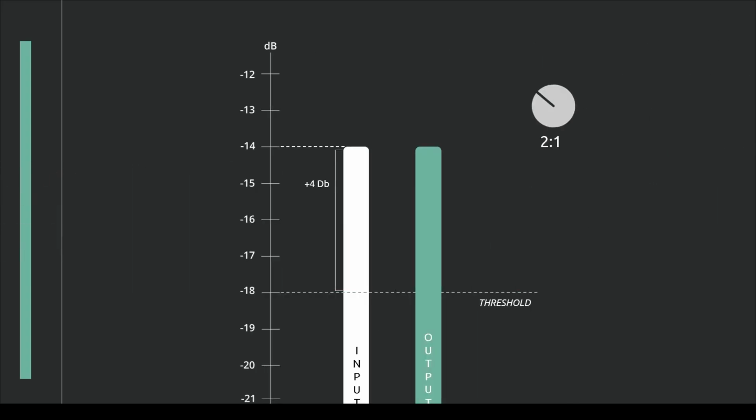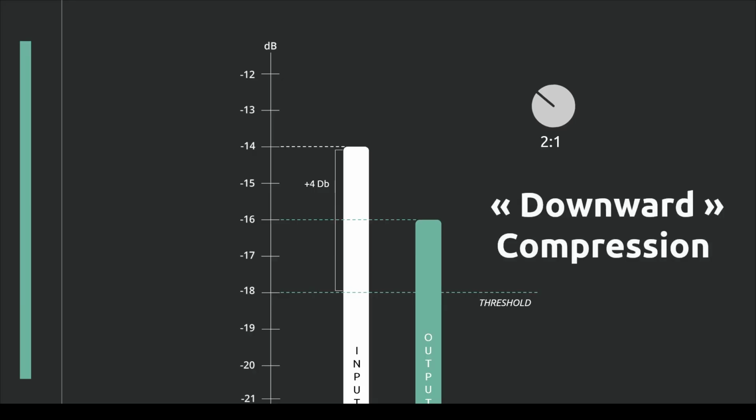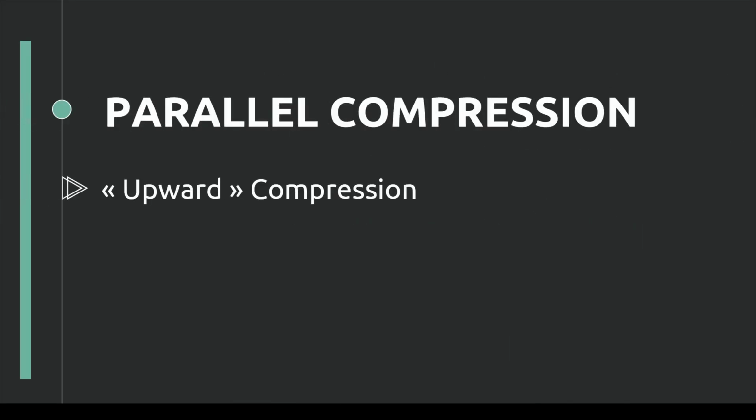For example, with a 2:1 ratio, the audio is attenuated by 1 decibel every 2 decibels above the threshold, lowering the peaks and reducing the dynamic. This is what we also call a downward compression effect. On the contrary, parallel compression is more like an upward compression.